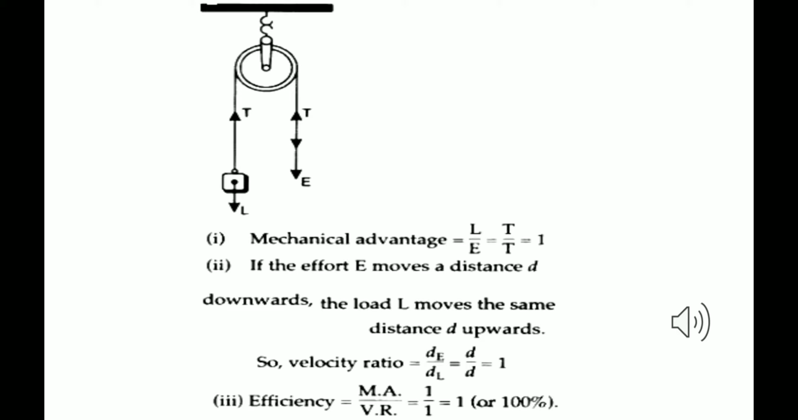So distance moved by the load is equal to distance moved by the effort, and therefore velocity ratio is d_L by d_E, which is D by D, and that is equal to 1. Okay, and efficiency is very easy. It is mechanical advantage upon velocity ratio, that is 1 by 1, and therefore it comes as 1 or 100%. Okay, so we move further.